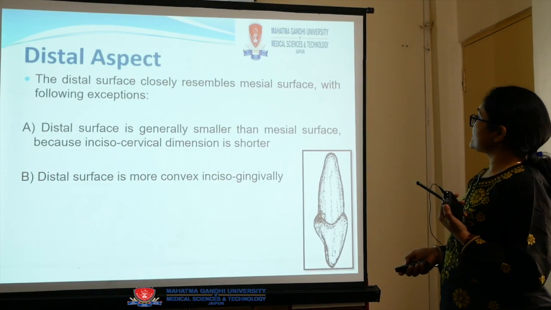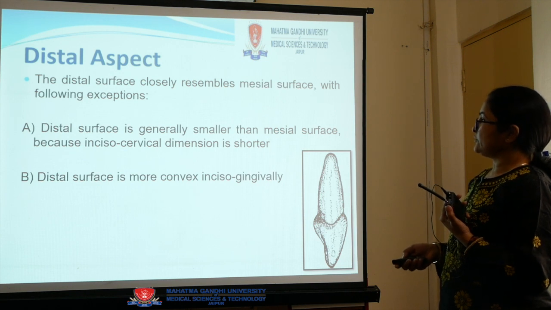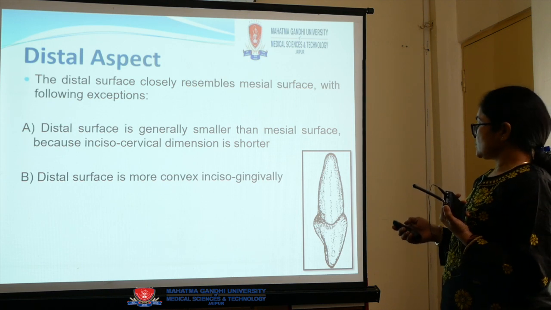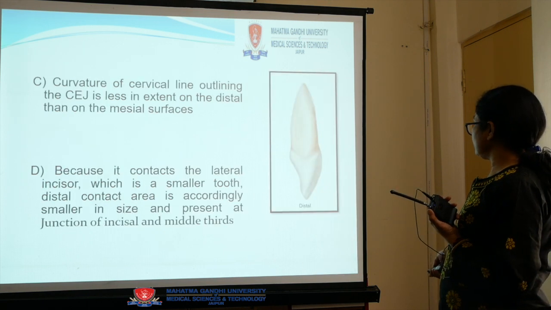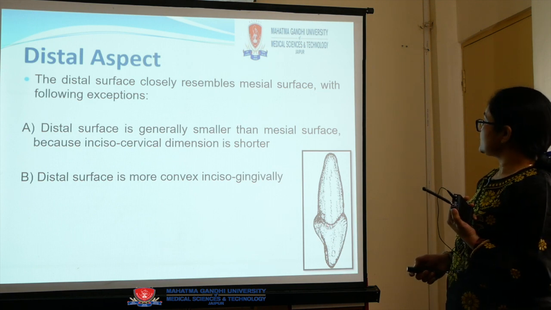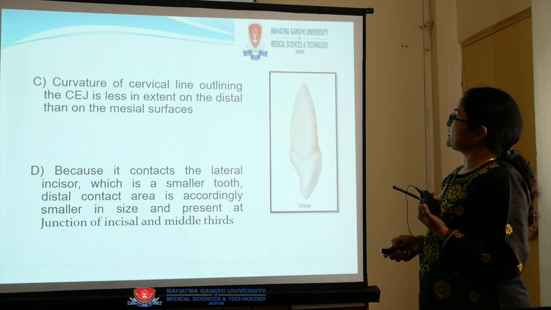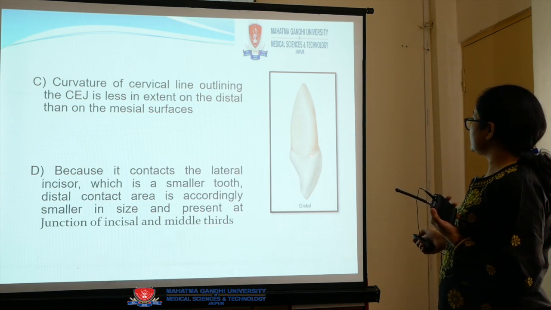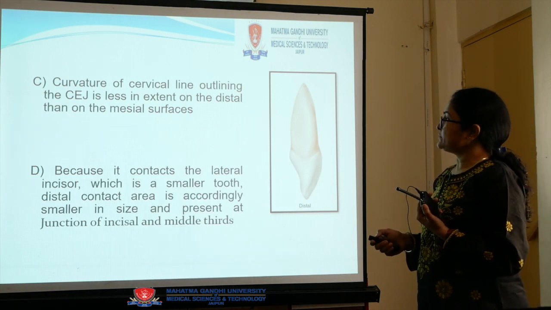Distal aspect: the distal aspect is very similar to the mesial aspect. It has certain differences. First, the distal surface is generally smaller than the mesial one because of a smaller incisocervical dimension than the mesial one. Here the dimension is slightly shorter than the mesial one. The distal surface is comparatively more convex than the mesial one in the incisogingival direction. The curvature of the cervical line is also comparatively less than the mesial one. It is only around 2.5 mm, whereas it is 3.5 mm on the mesial side.